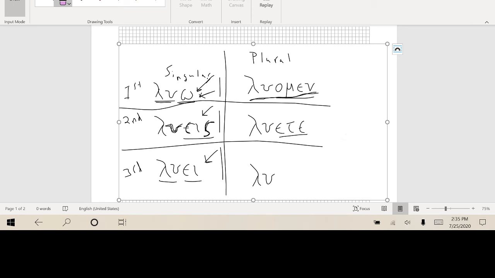And then we've got they loose. Okay, so now we've got our stem lu, which means loose, or to loose. But who's loosing? They are loosing. So we add the ending lu-usi. Again, omicron upsilon is a diphthong, so it's going to make a different sound, almost like how we would pronounce oi. So oi, isn't it? Yeah, oi-si.